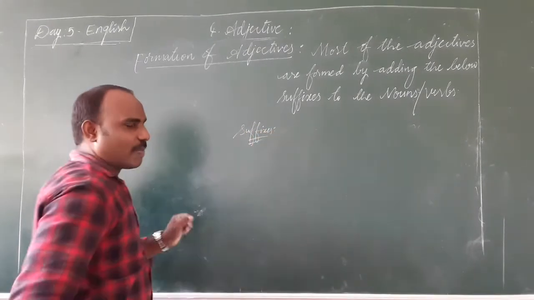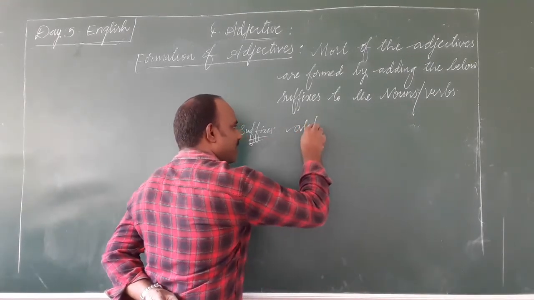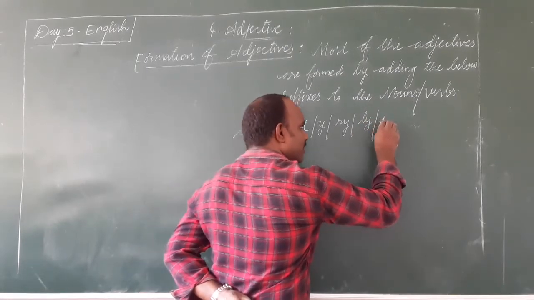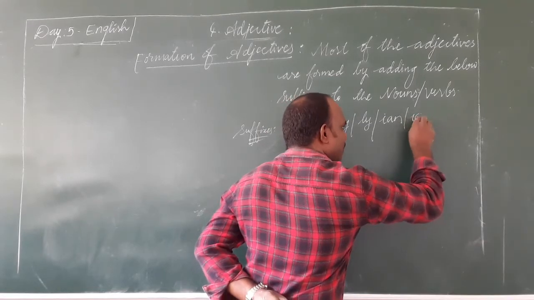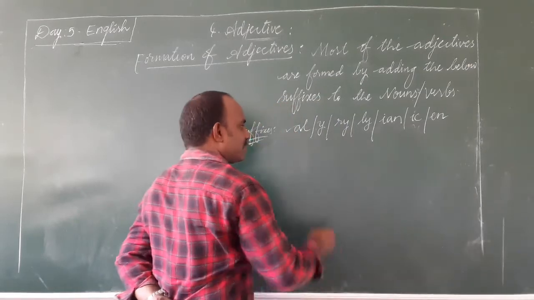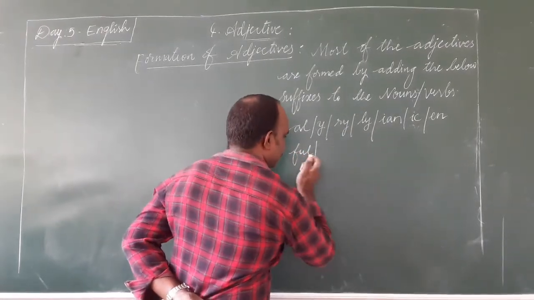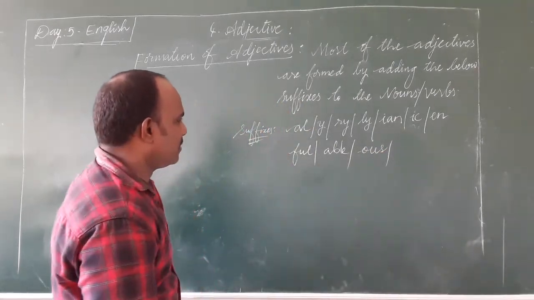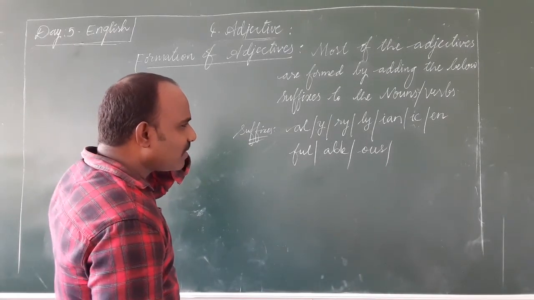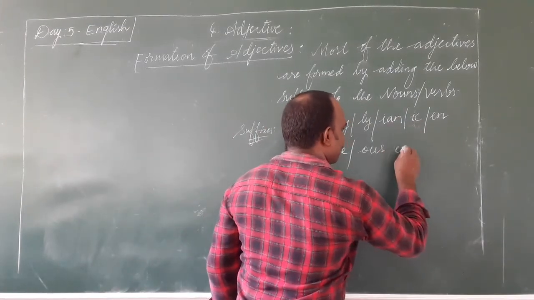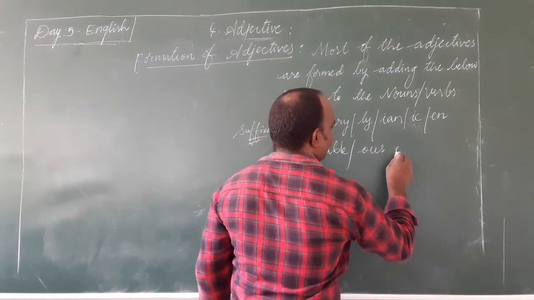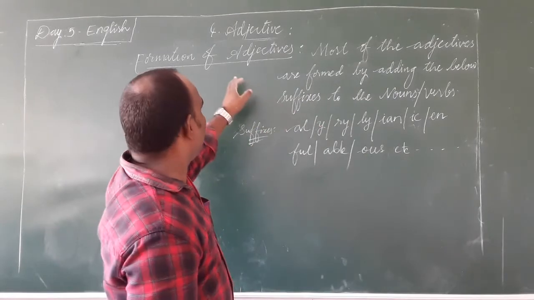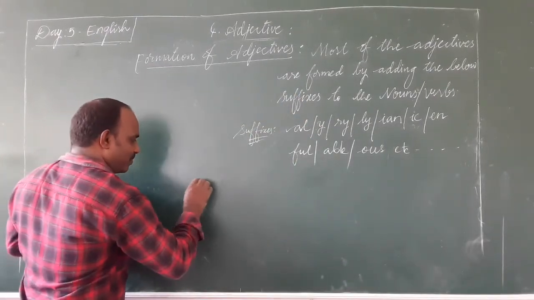Suffixes: AL, Y, RY, LY, IAN, IC, N, FUL, ABLE, OUS, etc. By adding these suffixes to some of the nouns and verbs, we can have adjectives.